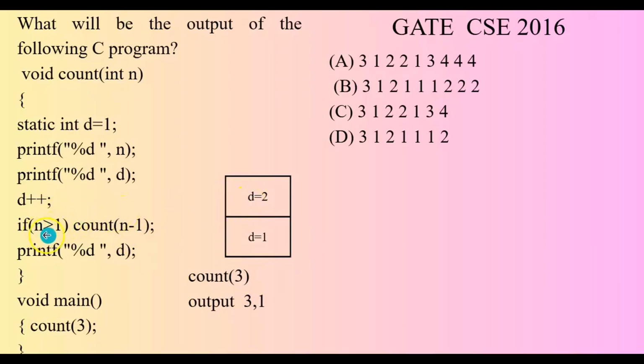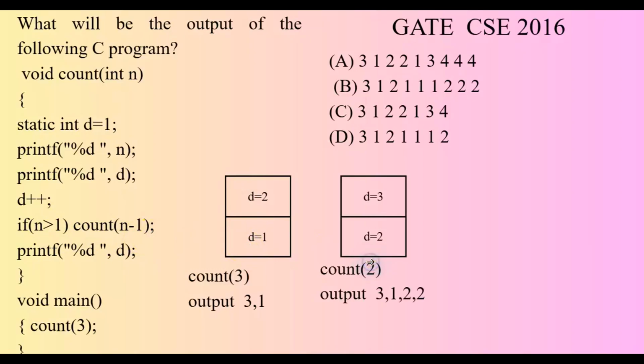Now n value greater than 1, the condition becomes true. So count of n minus 1, that means count of 2. When you call this function count of 2, again you go to this function. Remember that only the recent value of d will be used. What is the recent value? d is equal to 2. So print the values of n and d. We already printed 3 and 1; in continuation to that, 3 comma 1, now what is the n value? 2. D value also 2.